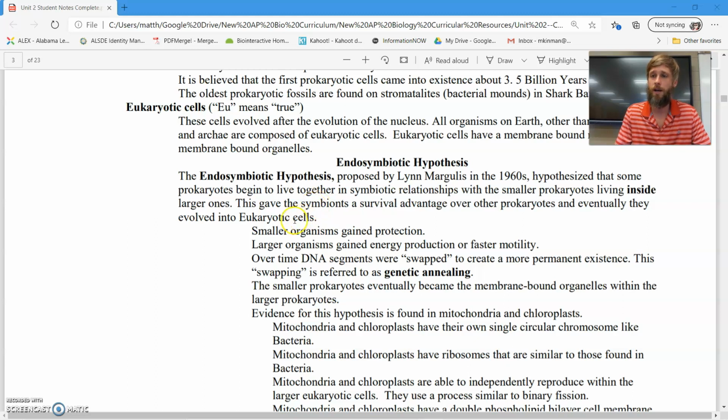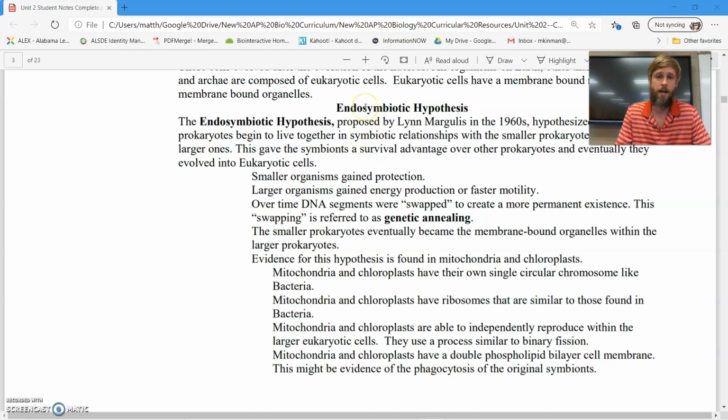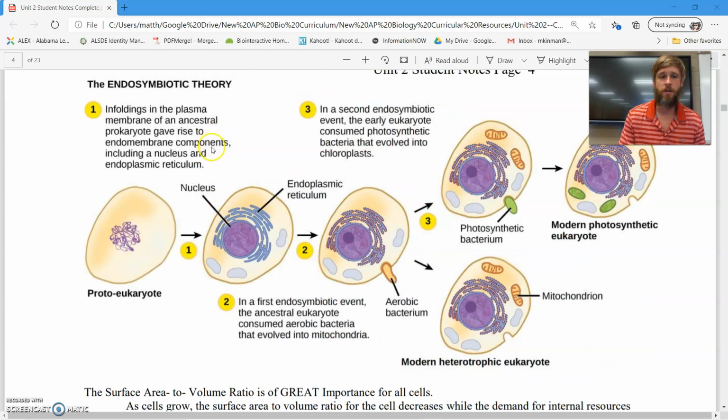So where did those organelles come from? Well, that leads us into the topic of the endosymbiotic hypothesis proposed by Margulis in the 60s. He proposed that some of the organelles found within eukaryotes came from prokaryotes that eventually started living inside of the bigger eukaryote. So as we see here in this diagram for the endosymbiotic theory, you have a gradual progression into a more complex type of cell, which eventually your end result is your modern eukaryotes.